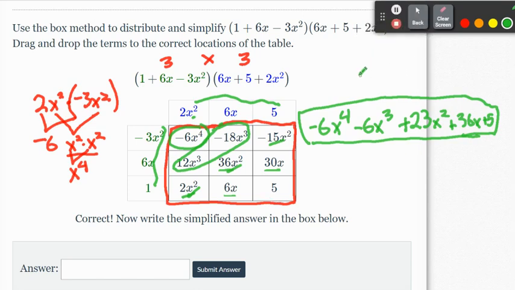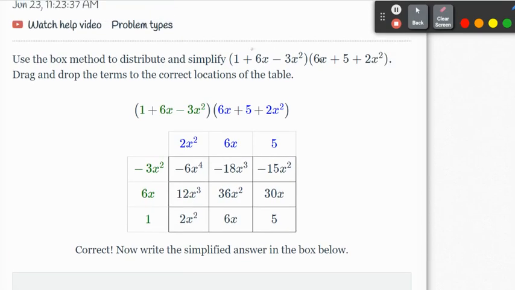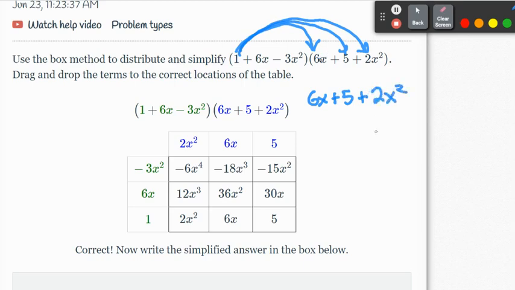Now, the way I was trained to do it would have been to have not done the box. I would have triple distributed. So I would have taken this 1 and times it by the 6x and gotten 6x. And then I would have taken 1 and times it by the 5 to get positive 5. And then I would have got 1 times 2x and gotten positive 2x squared.